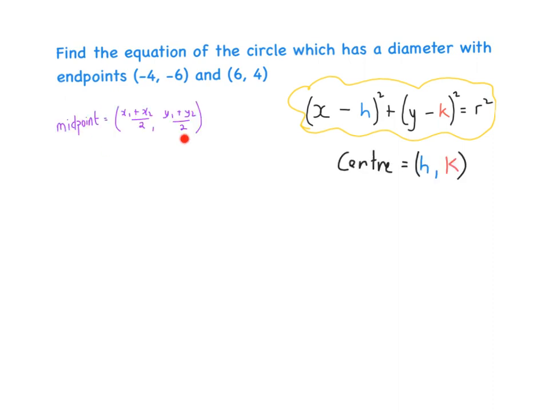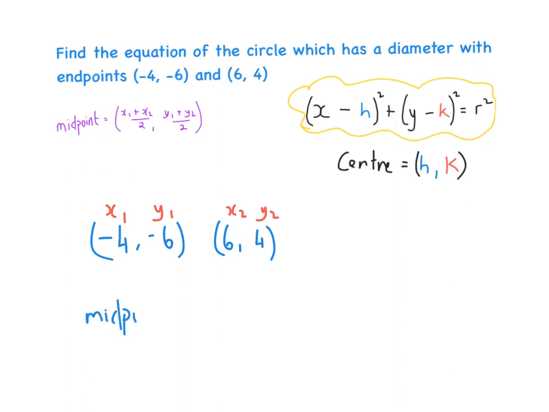Okay, so there we have our midpoint formula. So let's get started, and at least that will give us the center of our circle. So we have minus 4 minus 6, 6 comma 4. Let's label our points, x1, y1, x2, y2. And so our midpoint, or our center, is going to be equal to, we'll just call it midpoint, is equal to minus 4 plus 6 divided by 2, comma, minus 6 plus 4 divided by 2.